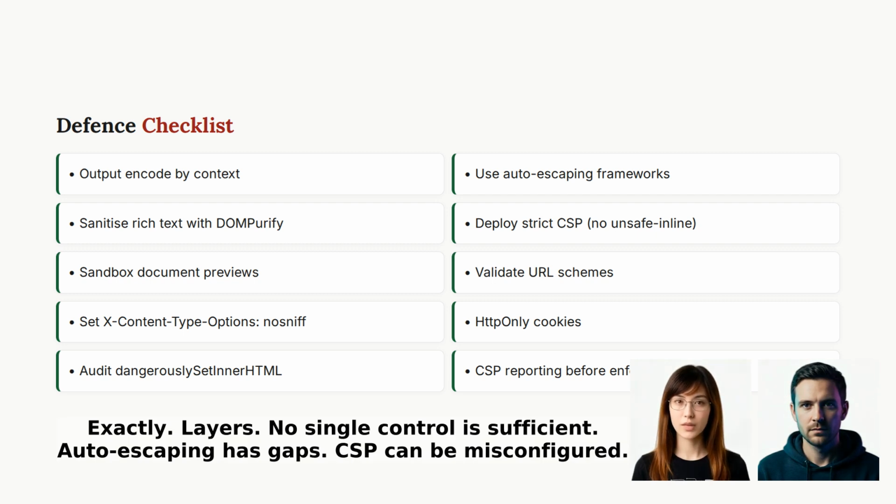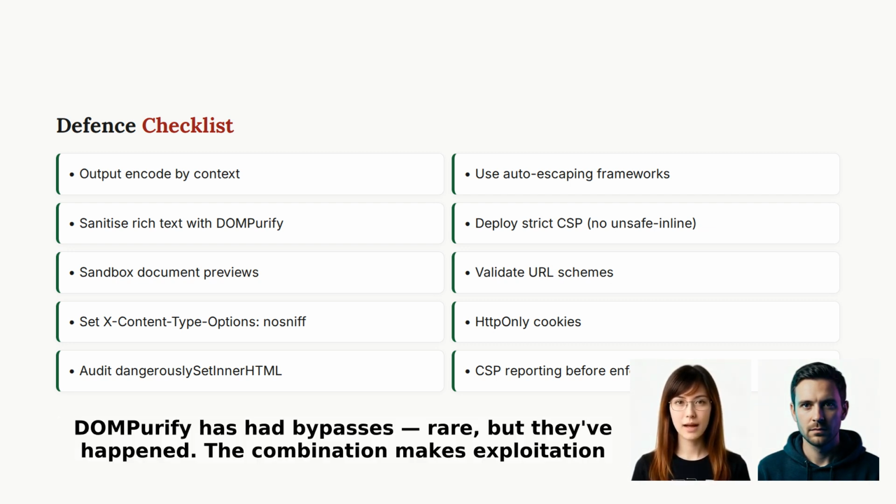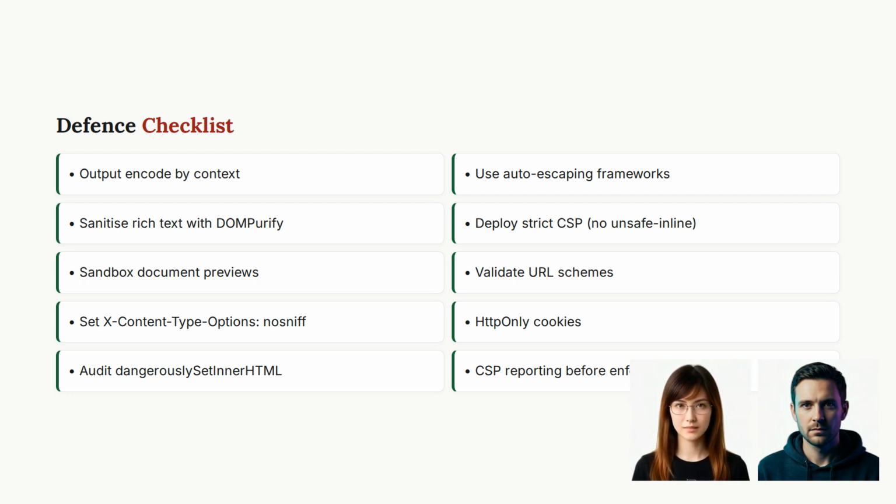Exactly. Layers. No single control is sufficient. Auto-escaping has gaps. CSP can be misconfigured. DOMPurify has had bypasses. Rare, but they've happened. The combination makes exploitation require bypassing multiple independent controls simultaneously.